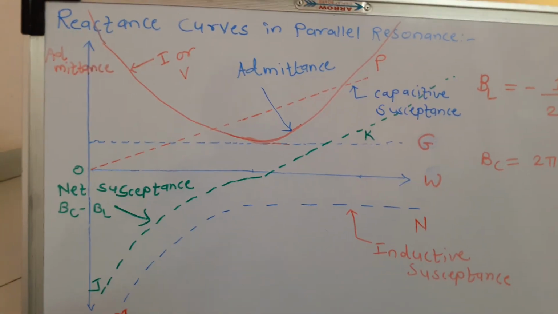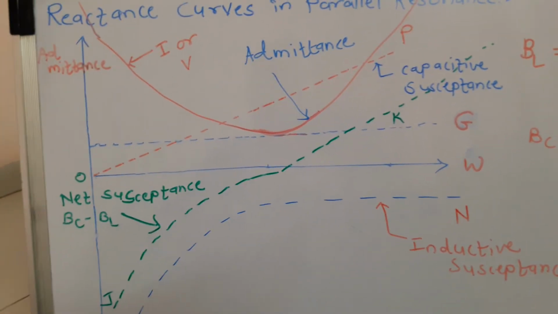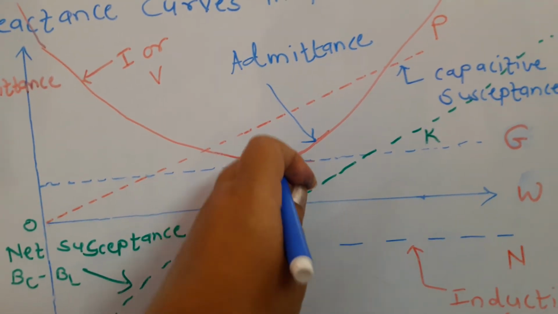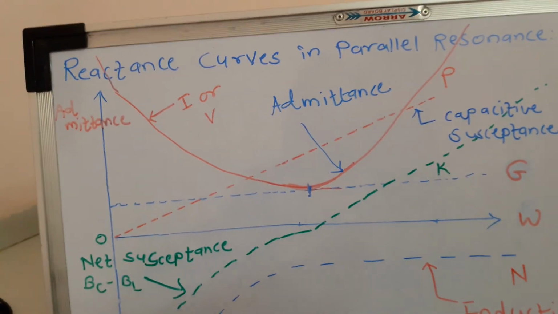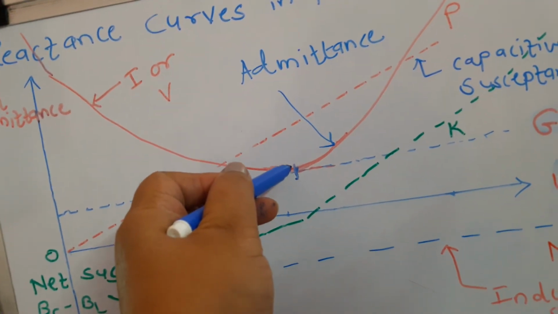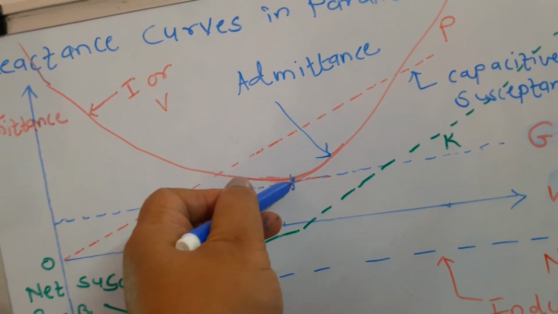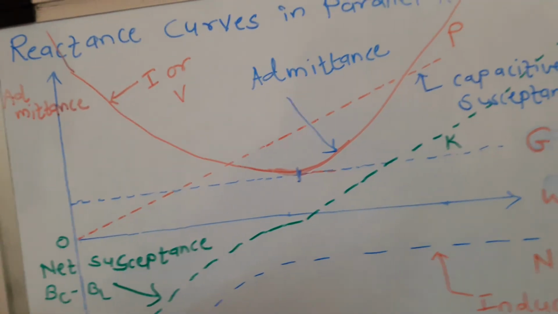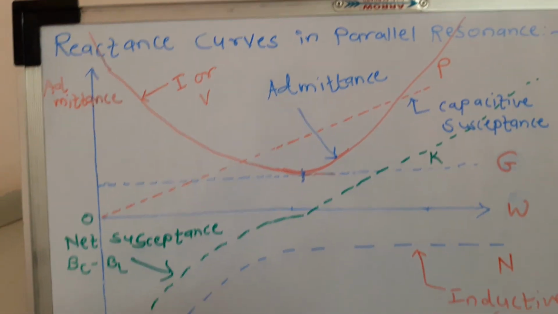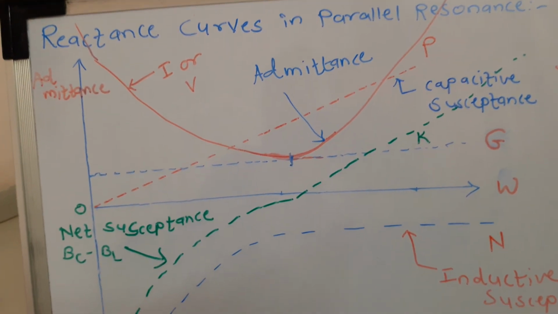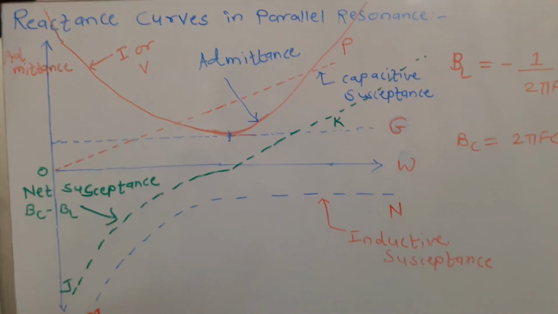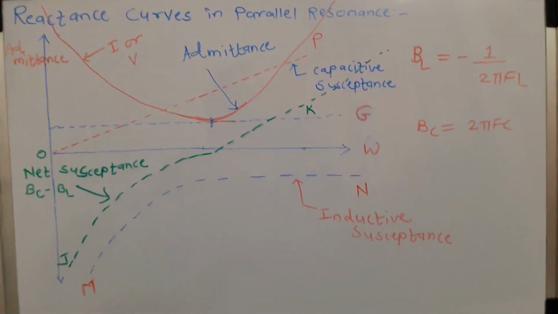Now at the resonant frequency, this point will be indicated as resonant frequency Fr. At this resonant frequency the total admittance will be minimum. Admittance is minimum means impedance will be maximum. As impedance is maximum, obviously current in the circuit will also be minimum here. So in this way we can see different curves with respect to parallel resonant circuit.